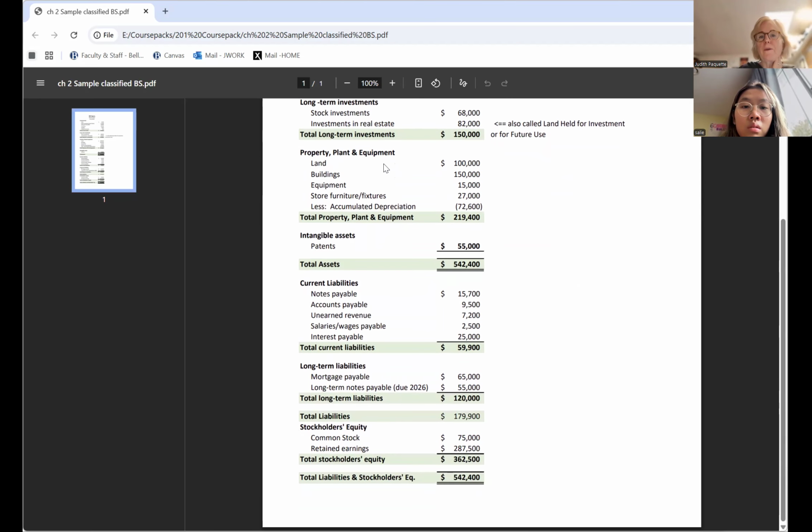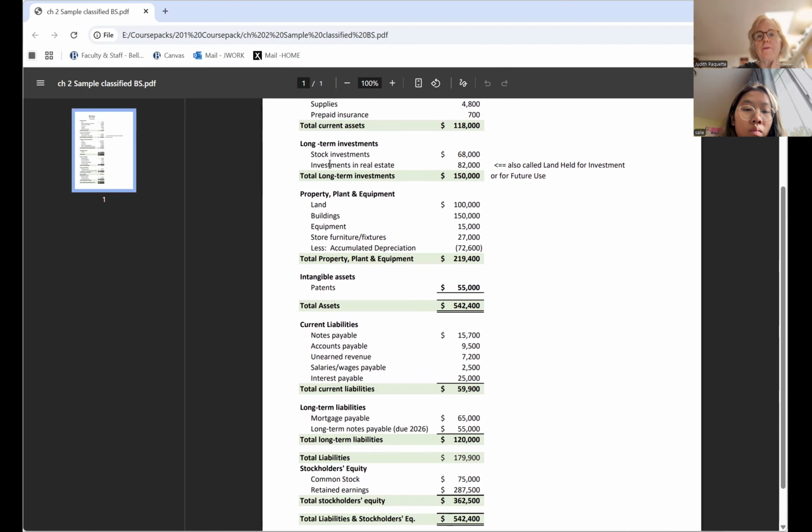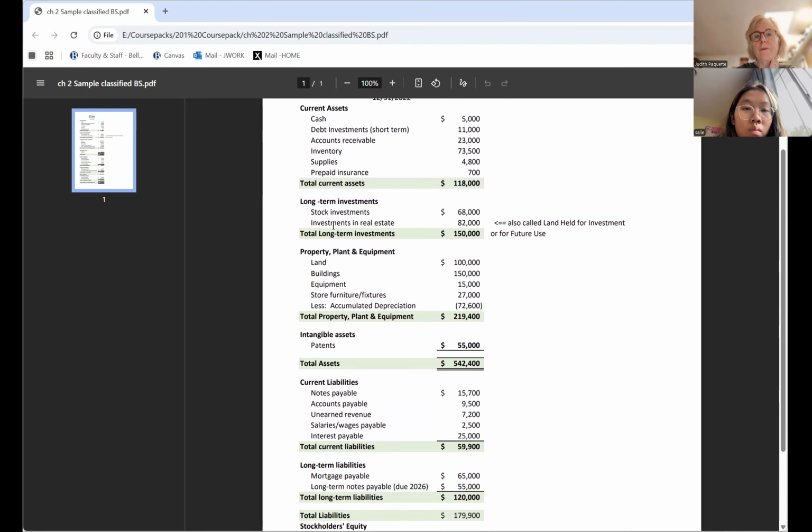Property, plant, and equipment. Do it in that order: property, land, plant, any kind of building, and then equipment. So it tells you the order. Long-term investments, it's long-term. They have to tell you if it's short-term; if it's not, it's long-term.